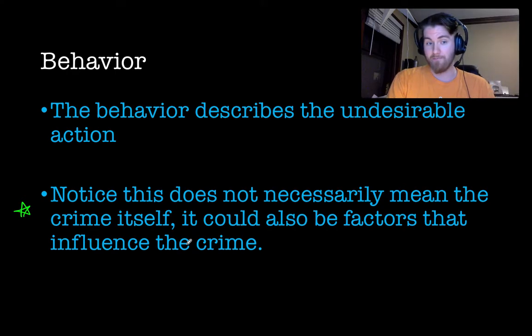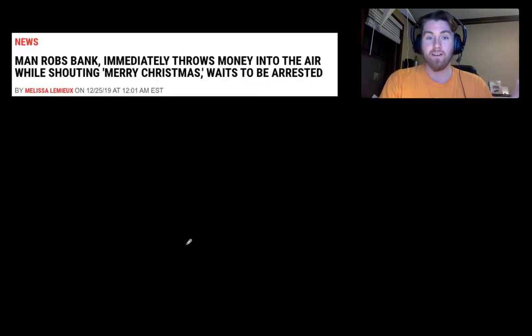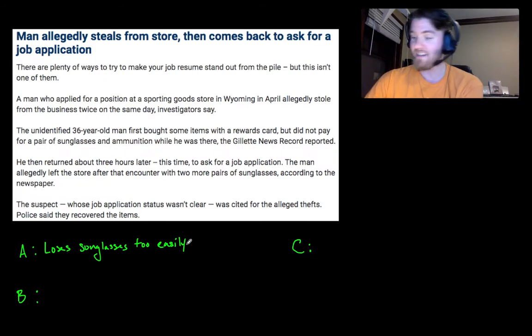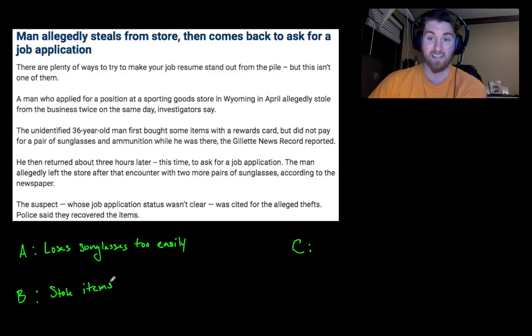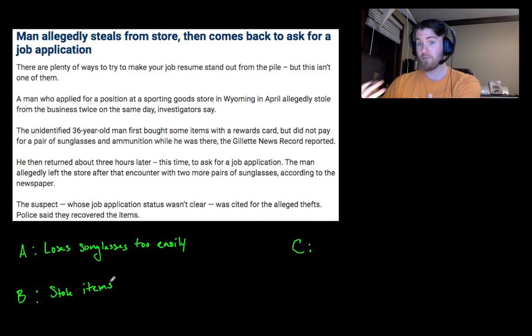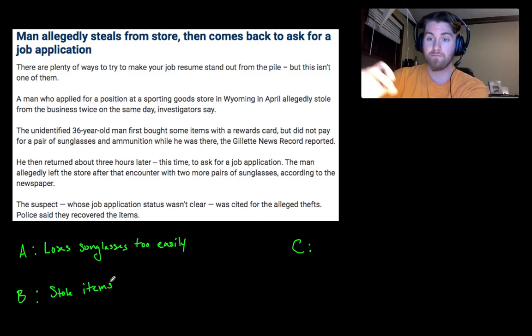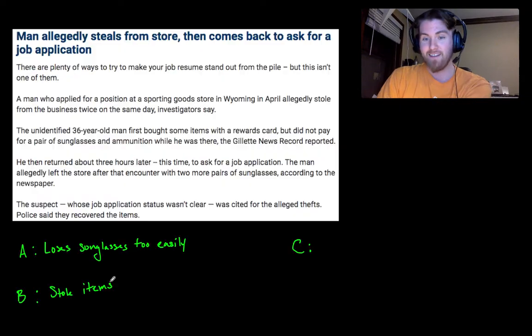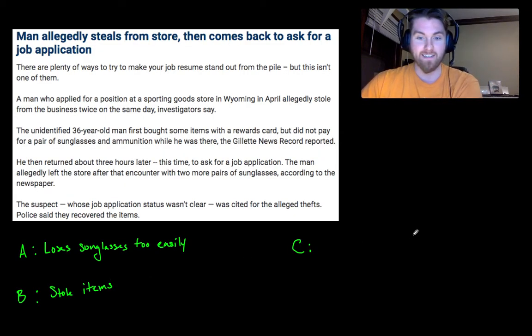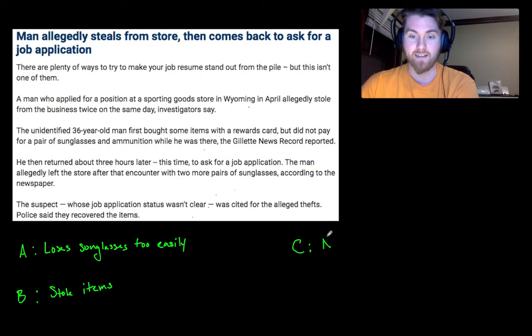Next one is the behavior. And it's literally the actual behavior that has caused him to be now in this predicament. And his behavior is that he stole sunglasses, or I'm just going to say items. Stole items. That's his behavior. Again, whatever in the world caused him to go and commit this action. And then finally, the consequence is the reward that reinforces that action. And his reward for it is that he now has 3 pairs of sunglasses. Fine.